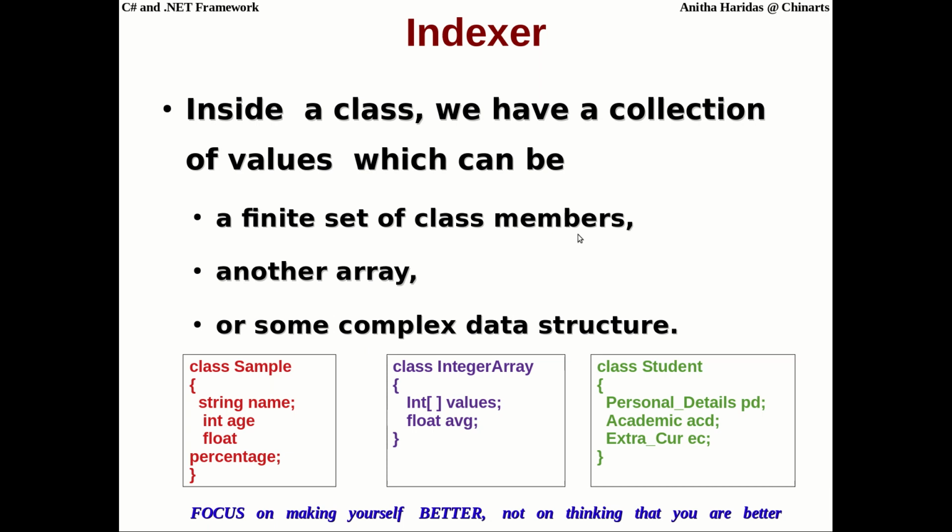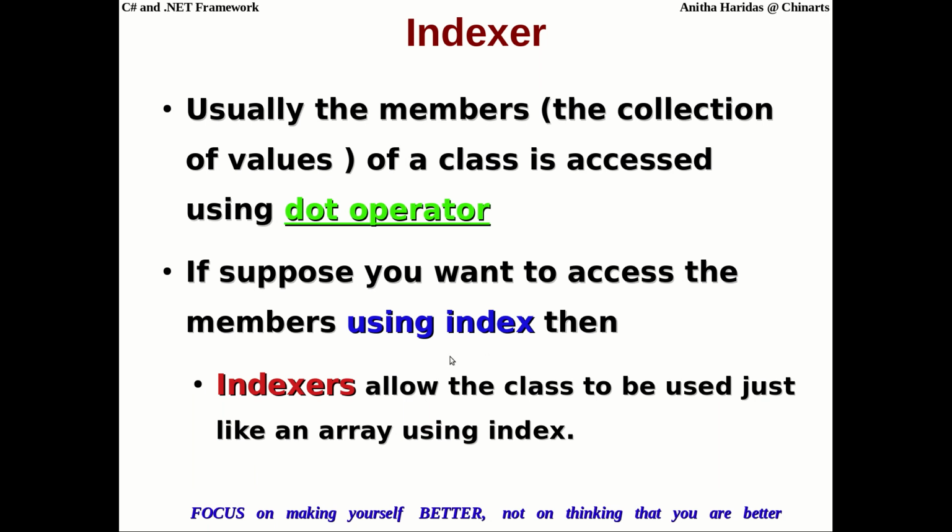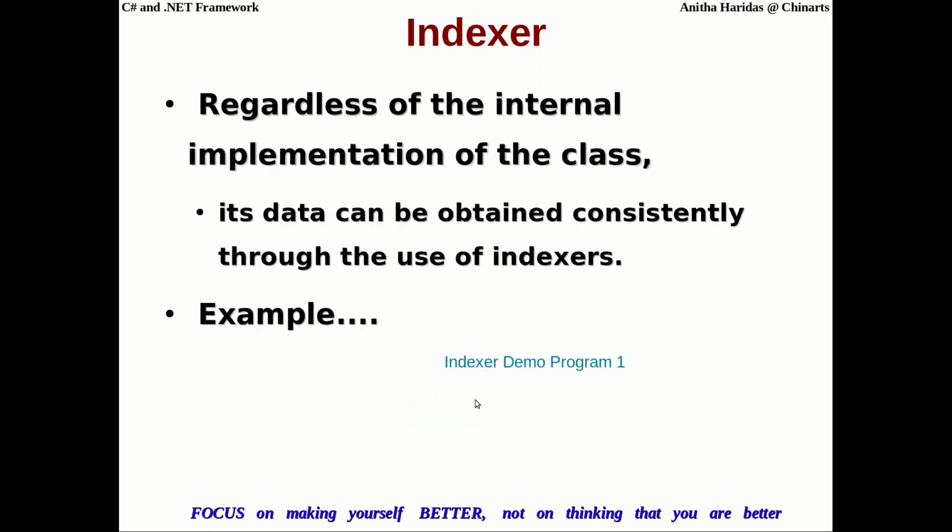When you have a collection of values and these may be a member or an element of a member, which can be accessed using an array index, that is what indexers are used for. So regardless of the internal implementation of the class, its data can be obtained consistently through the use of indexers. So let us see an example, then it will be more clear for you. Let us go to the example now.